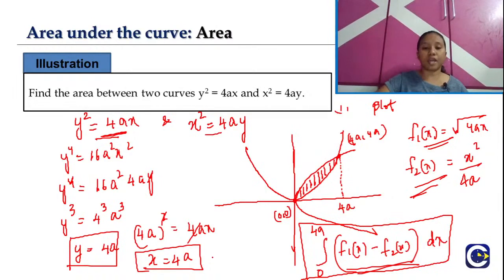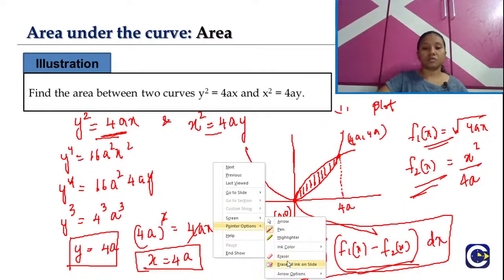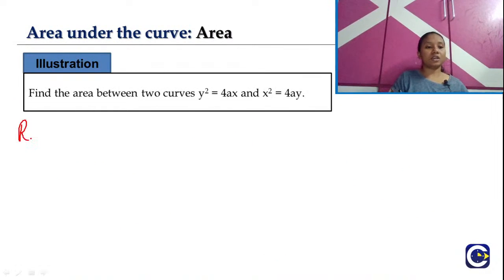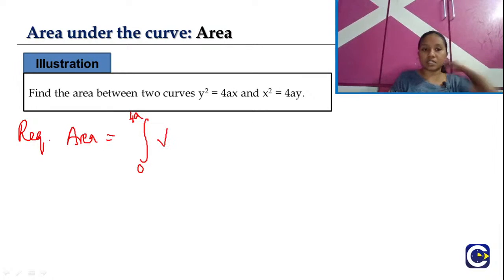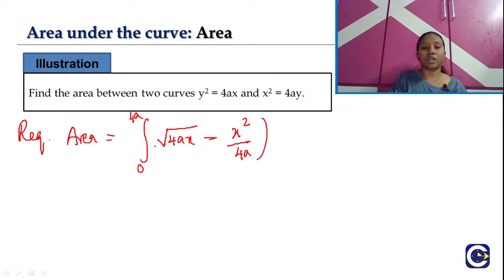So now what we have to do, our required area is nothing but equal to the integration from limits 0 to 4a of f1(x), which is root over 4ax, minus x square by 4a, f2(x), dx. So this is the part which we have to integrate and get the required area. Quickly solve this definite integration and let me know the answer, guys.